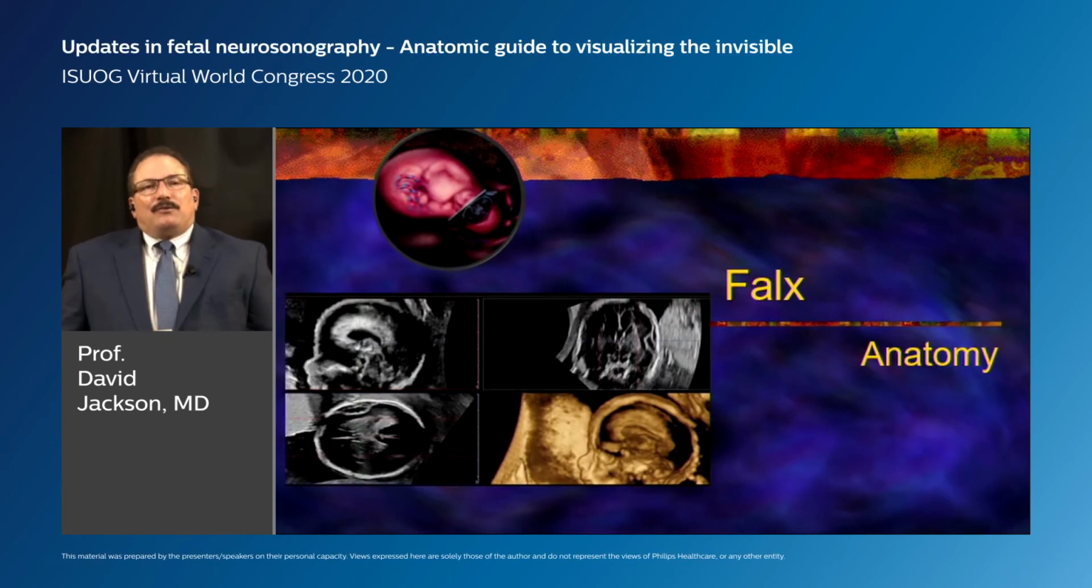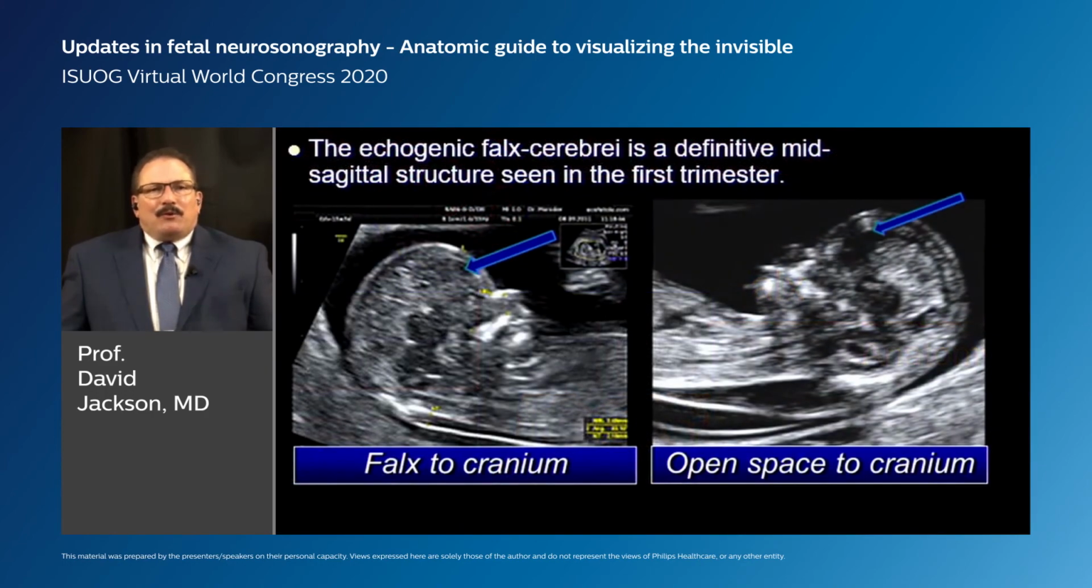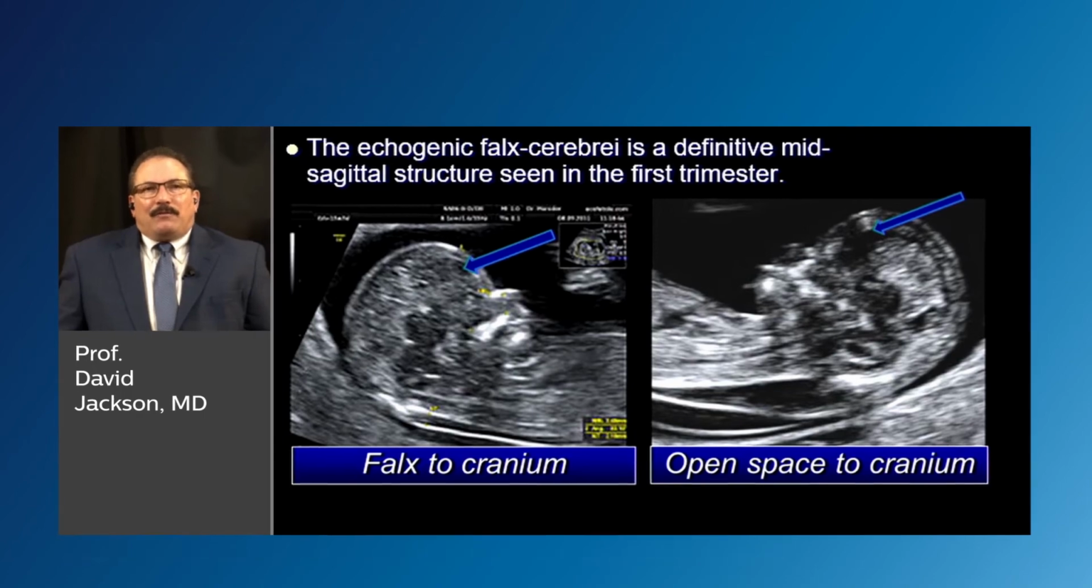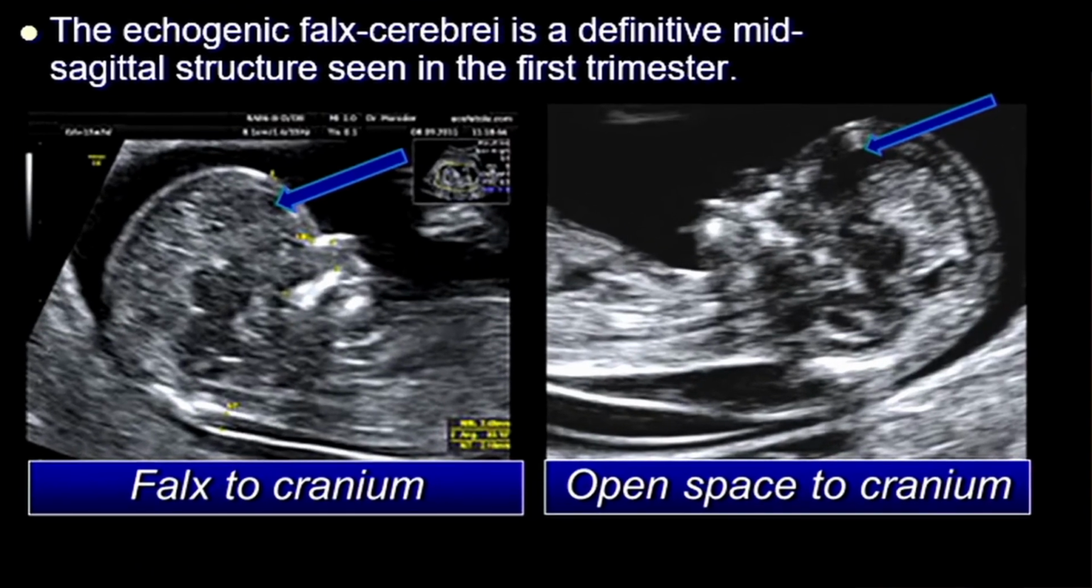To finish our discussion today, we'll talk about another structure which is visible and yet in our minds sometimes invisible to our thinking, and that is the falx, which we see on every patient. We presented at our American Institute of Ultrasound and Medicine meeting that the falx is contiguous to the cranium, even in the first trimester. And if you identify the echogenic falx cerebri, that will give you a definitive mid-sagittal structure for your nuchal translucency technique.